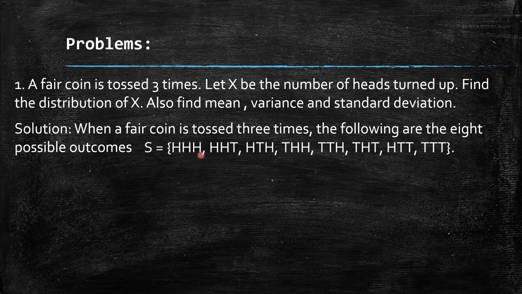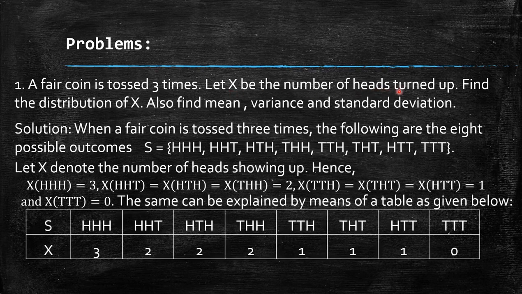Now for each outcome, we have to associate a real number. Since x is the number of heads turned up, x of HHH is nothing but 3. HHT, HTH, THH: total number of heads here is 2. TTH, THT, HTT: the associated number is 1, and TTT is nothing but 0. The same I have explained with the help of a table. So for each element of S, the associated x values are here. So what is the range of x? The range of x is 0, 1, 2, 3.